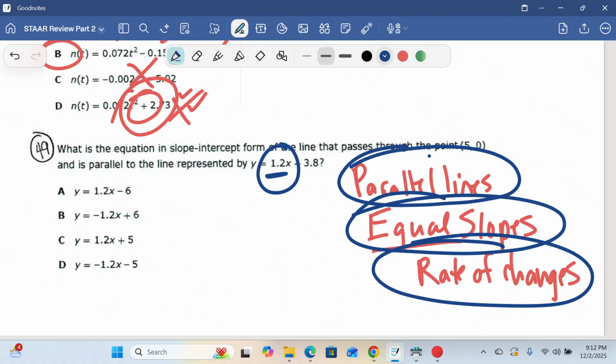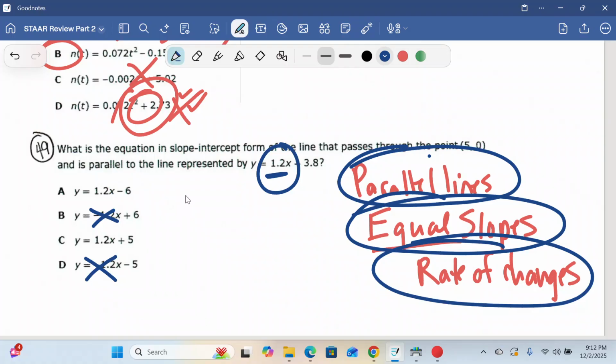So automatically I can get rid of B and I can get rid of D, because it's not a negative 1.2, it is a positive. They have to have the same slope because they're never going to touch, they're never going to meet. So now I only have this one and I have this one.